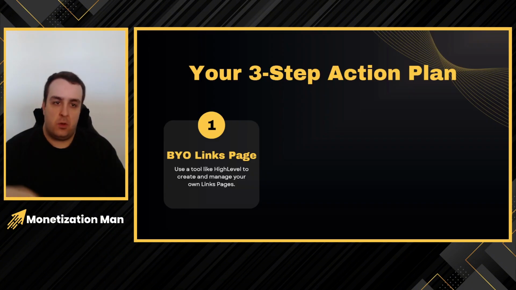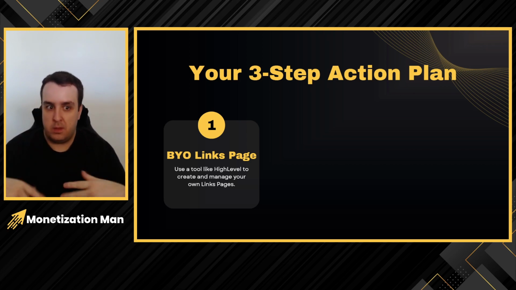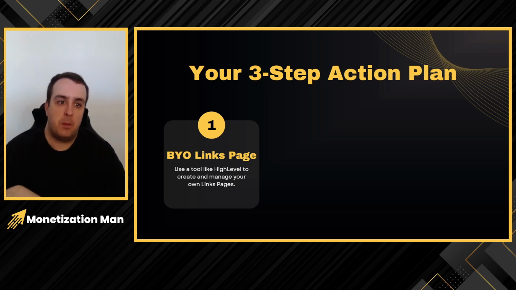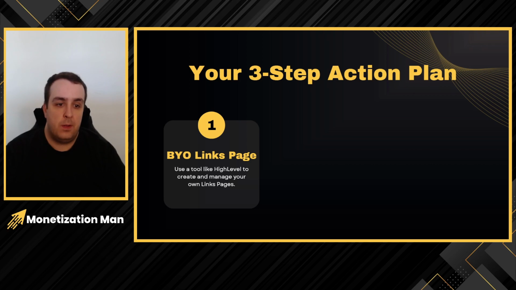So lastly, let's go over a quick 3-step action plan. If you actually want to take action on what I taught you here today, these are the steps that you would take. So step 1, you want to build your own links page. Use a tool like High Level to create and manage your own links pages. You can use ClickFunnels, WordPress, Webflow, Framer, or Shopify. You can use whatever website platform you're most comfortable with.